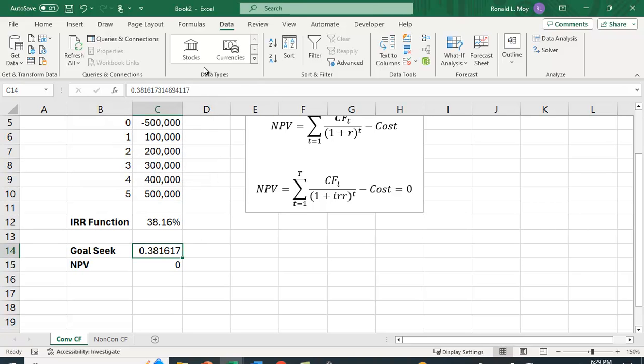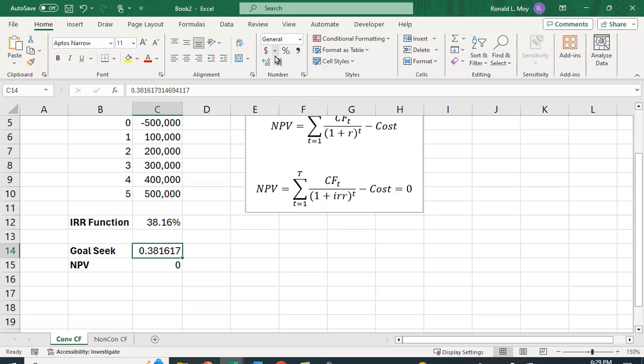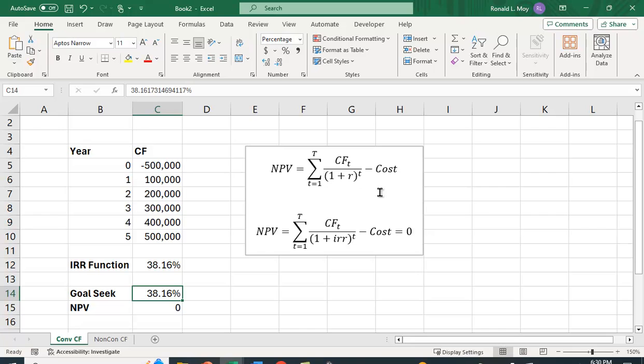We can format that as a percentage and add a couple of decimal places. And you can see that we get exactly the same answer. What it does is it searches. That's how IRR is calculated. It's not calculated algebraically because this is a nonlinear equation. So it just keeps trying different numbers. And that's exactly what the IRR function does.